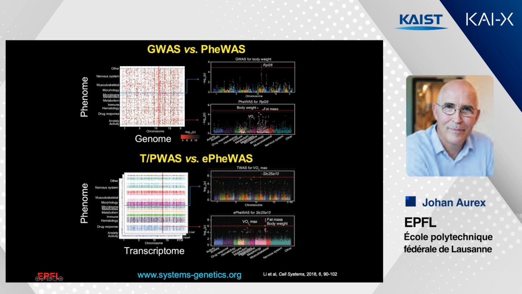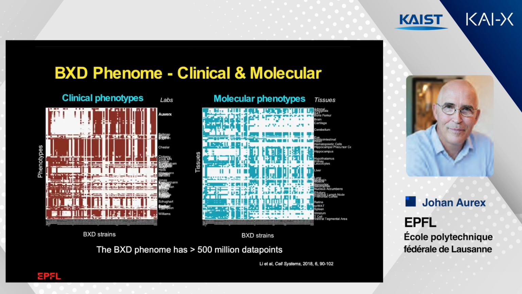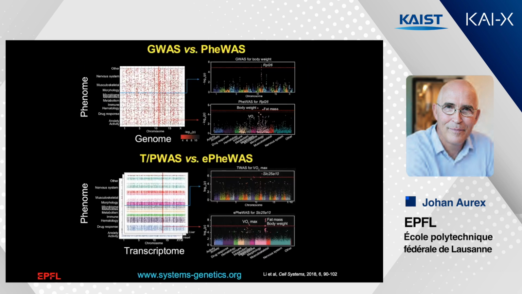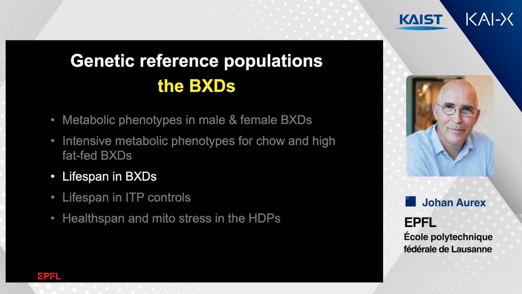And now you see, if you have an aberrant expression of SLC25A10, I have changes in VO2 max, high fat mass, and high body mass. All this you can do yourself when you type in your favorite gene and play a little bit with this website called systemgenetic.org. Now, what I'm going to do in this study is only focus on lifespan, and I'm going to give you life and health span.